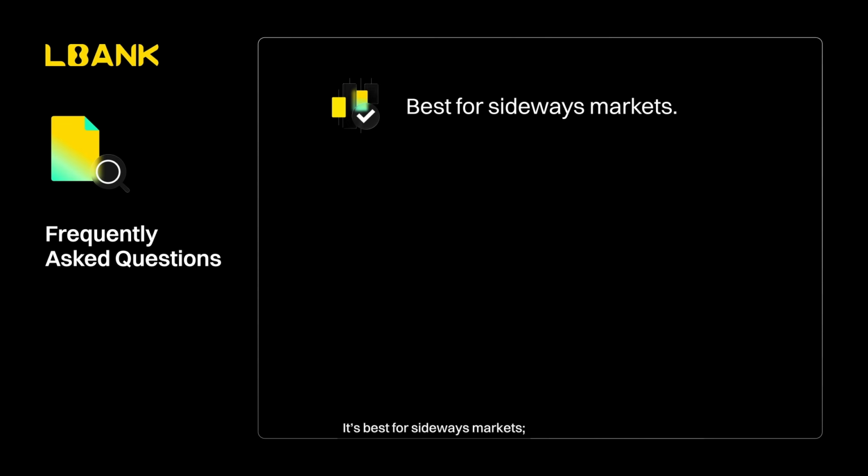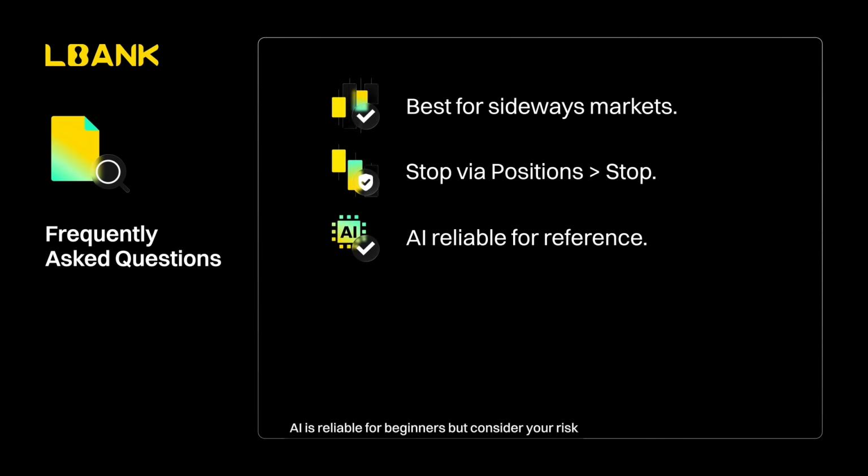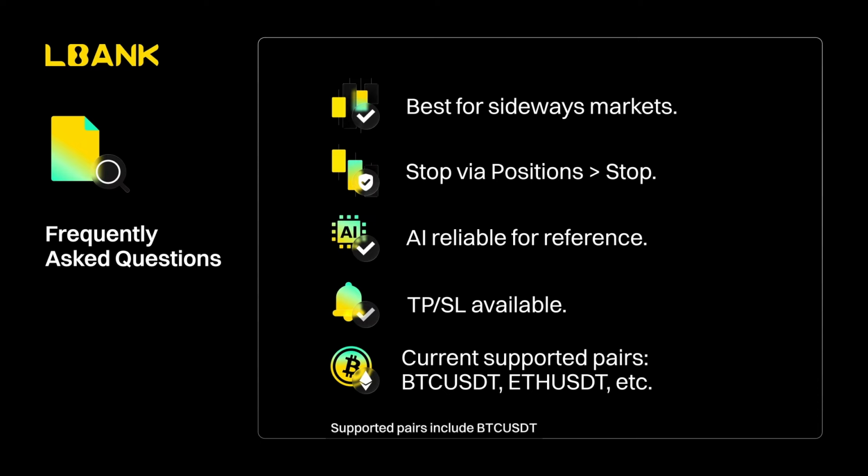It's best for sideways markets. Stop by going to Positions and selecting Stop, noting slippage. AI is reliable for beginners, but consider your risk. TP or SL is available. Supported pairs include BTC USDT, ETH USDT, and more listed.